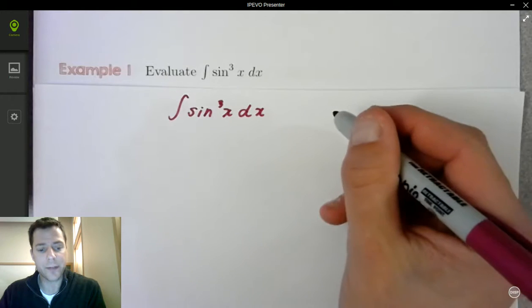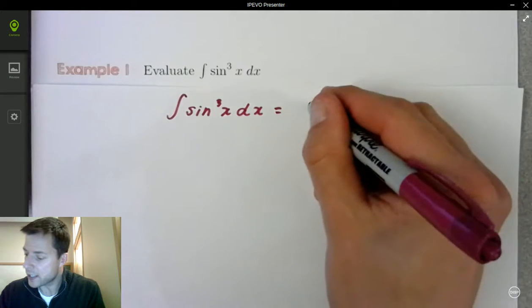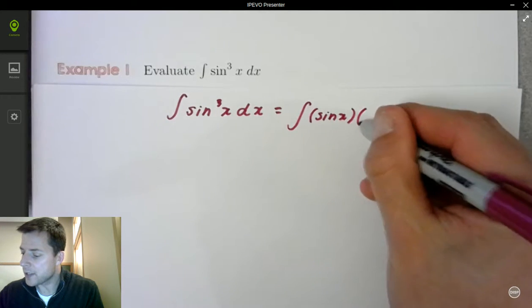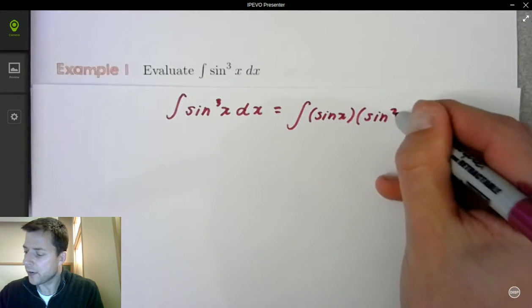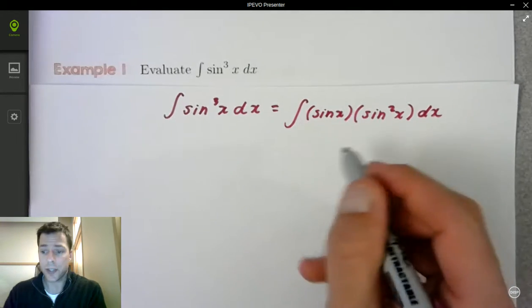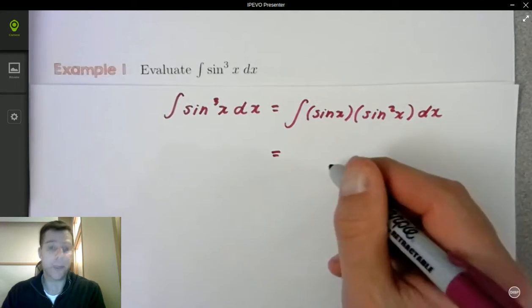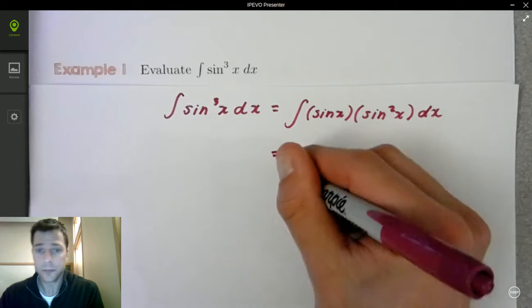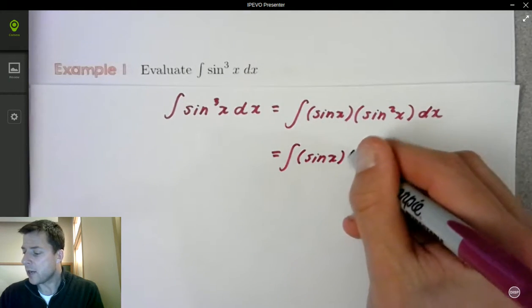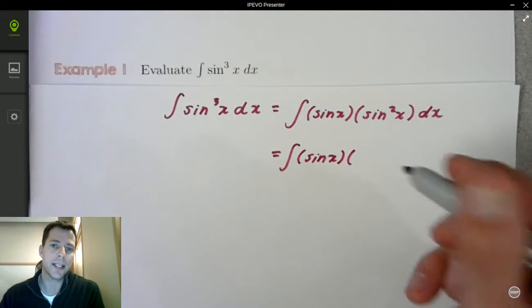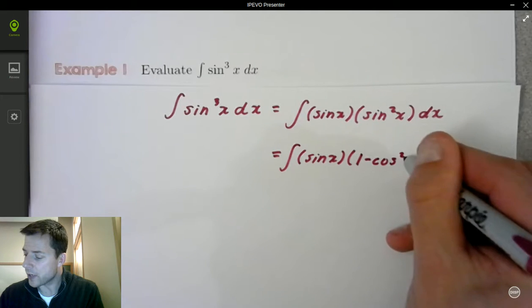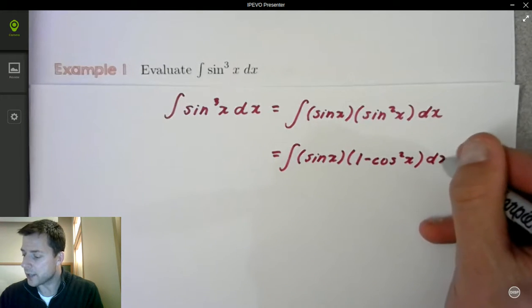Okay, I can simplify that. I'm going to rewrite this as sine of x times sine squared of x. So I just rewrote my integrand. My next step is going to be substitution. I'm going to leave the sine of x alone because there's nothing I really can do there. But we know that by the Pythagorean identity, sine squared of x is equal to 1 minus cosine squared of x. So I did a substitution there.